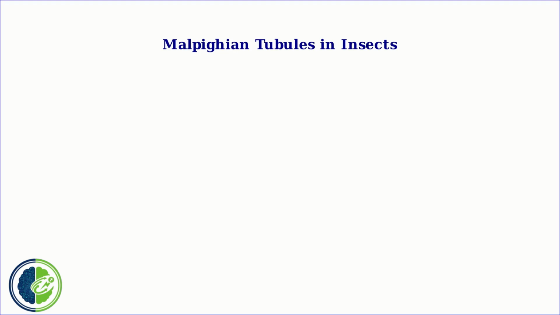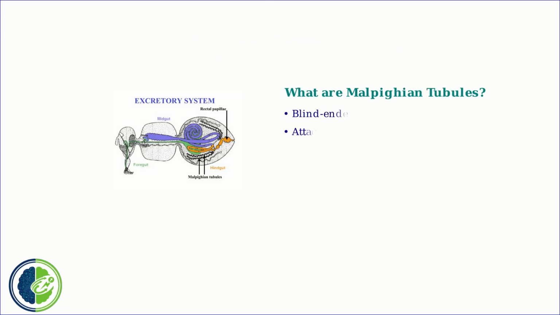You know those cockroaches you see around your house? Well, they have their own sophisticated waste removal system that's actually quite amazing. Insects have special structures called Malpighian tubules. These are tiny, blind-ended tubes that are attached to their digestive system. Think of them as the insect's version of our kidneys.